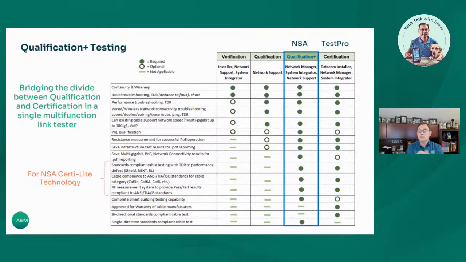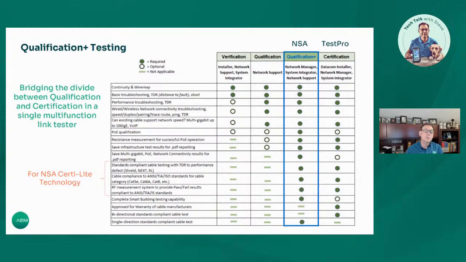Qualification Plus testing. This is giving you a kind of a snapshot of basic verification and qualification testers versus the NSA with Qualification Plus versus certification. And you can see that there's quite a lot of things that you get in the NSA compared to most qualification testers. And then the differentiator, the biggest one between certification and the Qualification Plus, are right down here near the bottom. Approved for warranty of cable manufacturers, that you need a certification tester for. So you would want to see Test Pro. And then bidirectional standards compliant cable certification test. So if you're doing a certification test, it needs to be Test Pro.